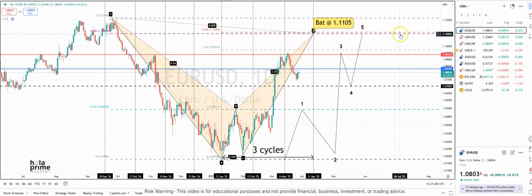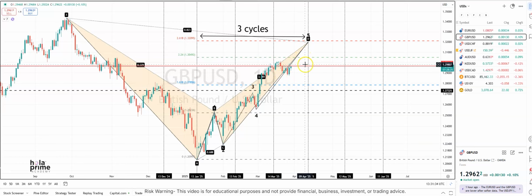Sterling dollar, again, we're looking at this three cycle analysis. We've seen an impulsive move to the upside. Prime support is actually all the way down here at 1.2728. I don't think we're going to get there. I've got the pivot at 1.2966. It's held numerous times this week. If it breaks, it then becomes support, and the target level will be around about 1.3210 for the completion of this pattern, and then to expect a move to the downside.